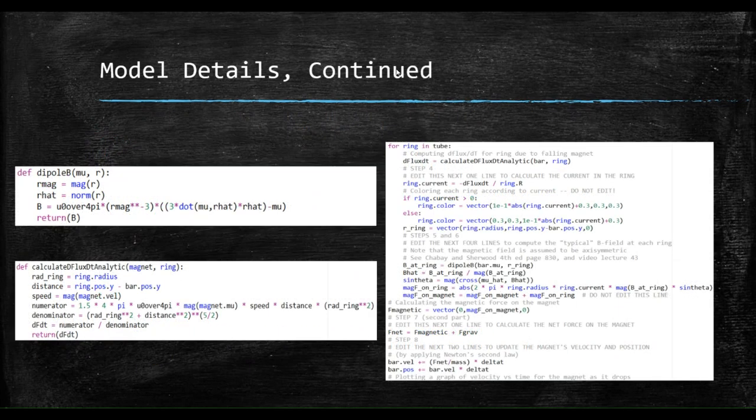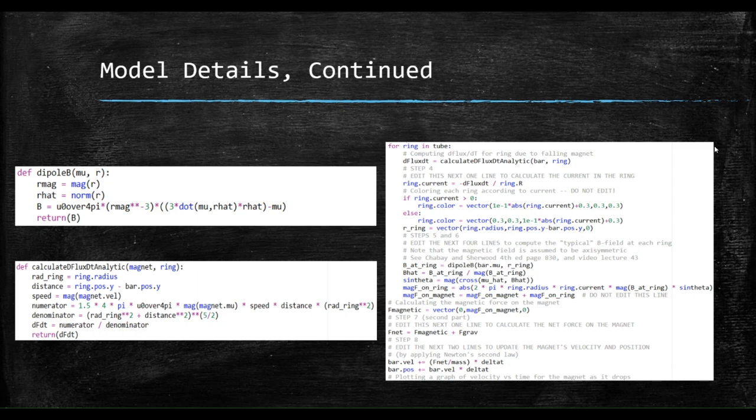And then this first function right here takes in obviously a mu vector, a magnetic dipole vector, and an r vector, and then returns the magnetic field. Obviously, you can use that at different positions. And then the next function down here calculates the change in flux over change in time, and the negative of that is equal to EMF, which is going to be used to calculate the induced current in each ring in the tube.